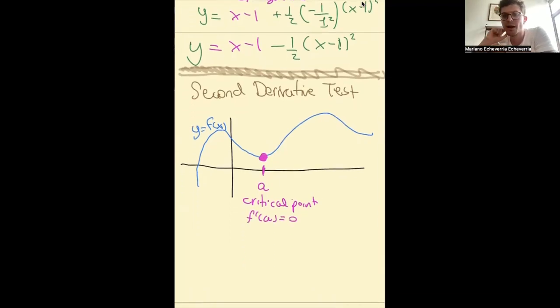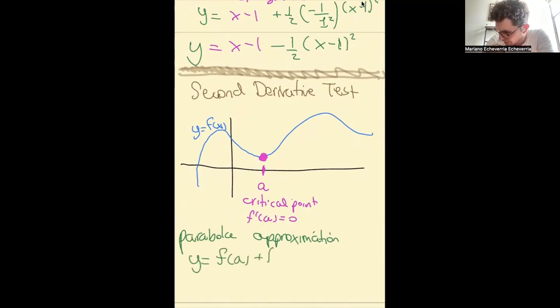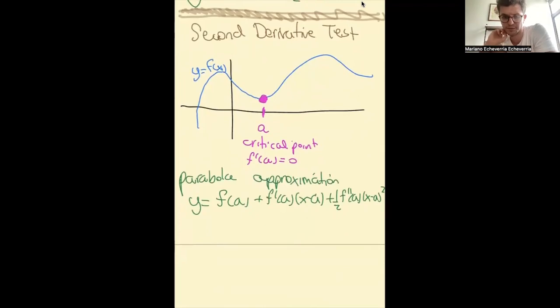Okay. And now what I'm going to do is find the parabola approximation to the curve near A. If you remember, the parabola approximation is y equals f(A) plus f prime of A times (x minus A) plus 1/2 f double prime of A times (x minus A) squared. Is that making sense?